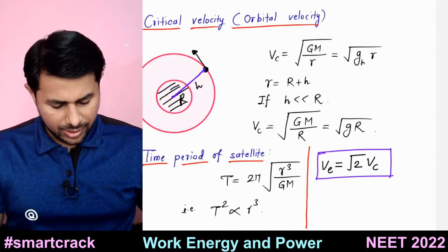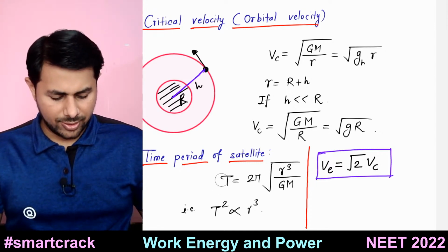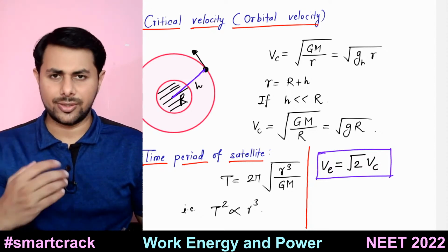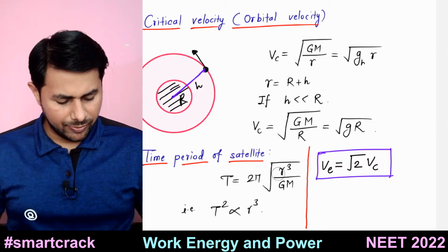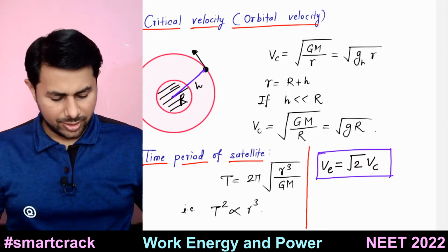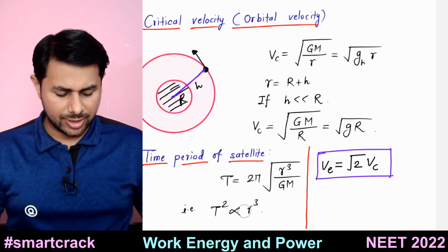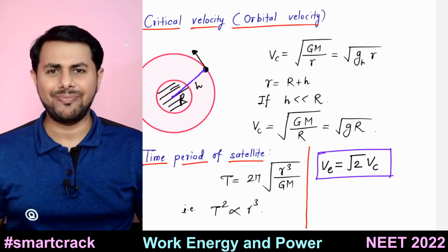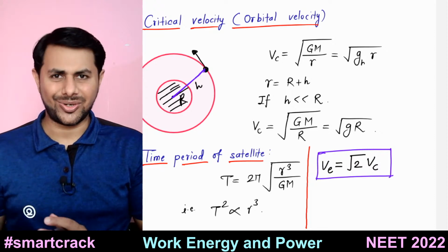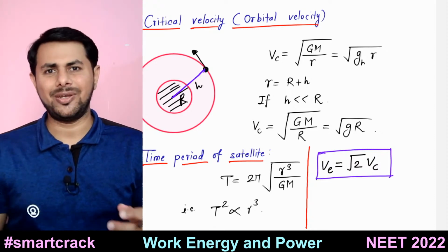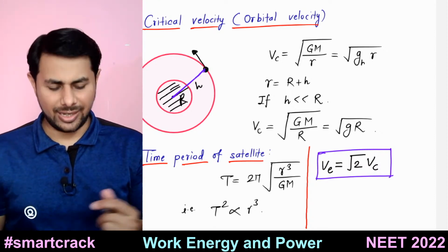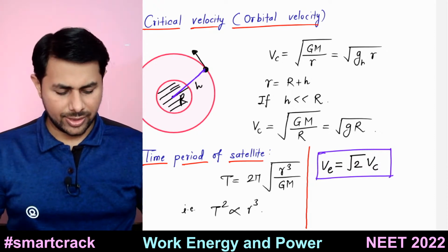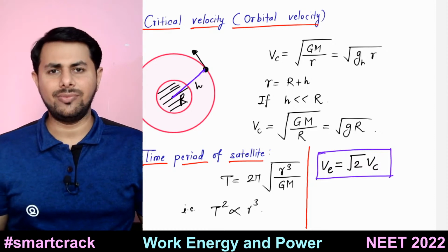Okay, then if we square this, on the left hand side we will have T squared, on the right hand side the square root will be removed and we will have r raised to 3. So from this we get T squared is proportional to r raised to 3. Okay, and if you remember, this is Kepler's third law. Kepler had stated it from the data, and we can derive it in this way.